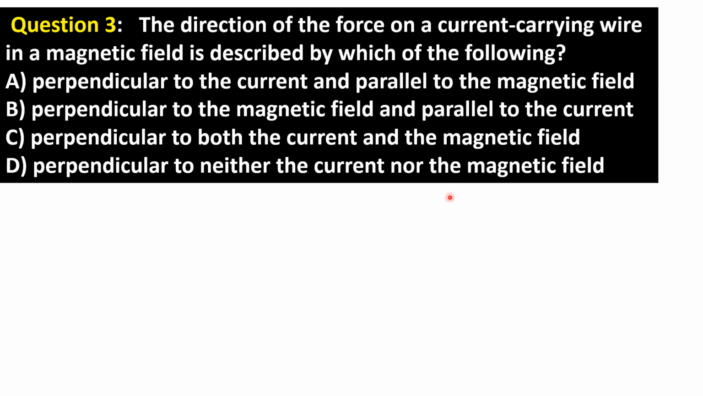Question number 3. The direction of the force on a current carrying wire in a magnetic field is described by which of the following? Letter A, perpendicular to the current and parallel to the magnetic field. Letter B, perpendicular to the magnetic field and parallel to the current. Letter C, perpendicular to both the current and the magnetic field. And letter D, the magnetic force is perpendicular to neither the current nor the magnetic field.